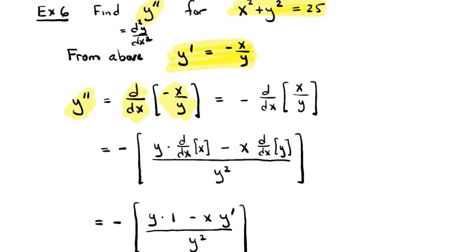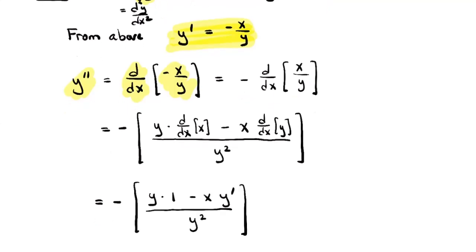Let's walk through the computations here together. First of all, there's a minus sign here, and I'm going to put that minus sign in front. It's a constant, so it can come through the differentiation. And then what am I differentiating? A quotient, x over y. So I have to use the quotient rule. Let's just walk through the computation together.